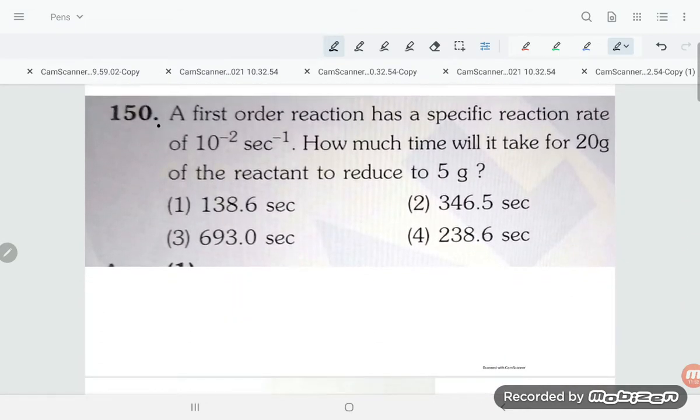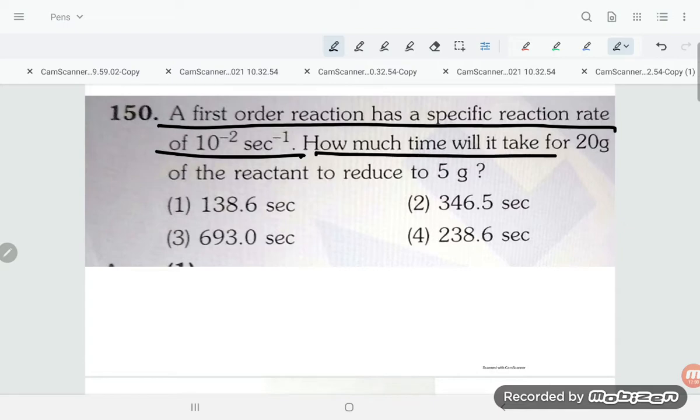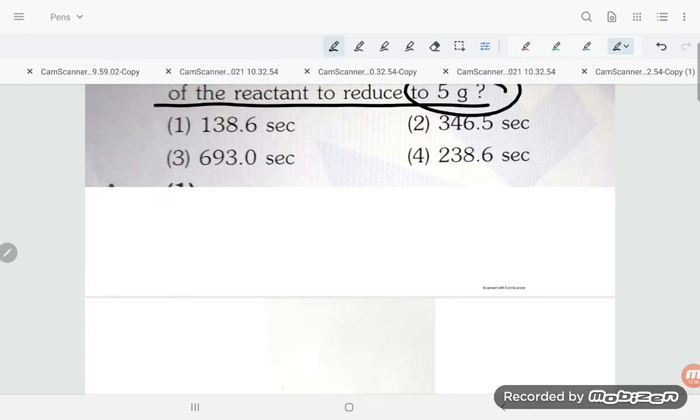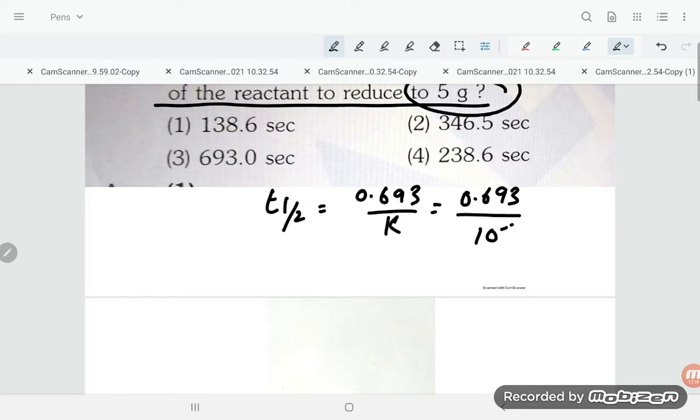A first order reaction has a specific reaction rate, which they have given. How much time will it take for 20 gram of reactant to reduce to 5 gram? Okay, so how can you solve this, student? See, T half is equal to 0.693 upon K. So 0.693 upon 10 to the power minus 2 is equal to 69.3 second. Okay, so let us solve.